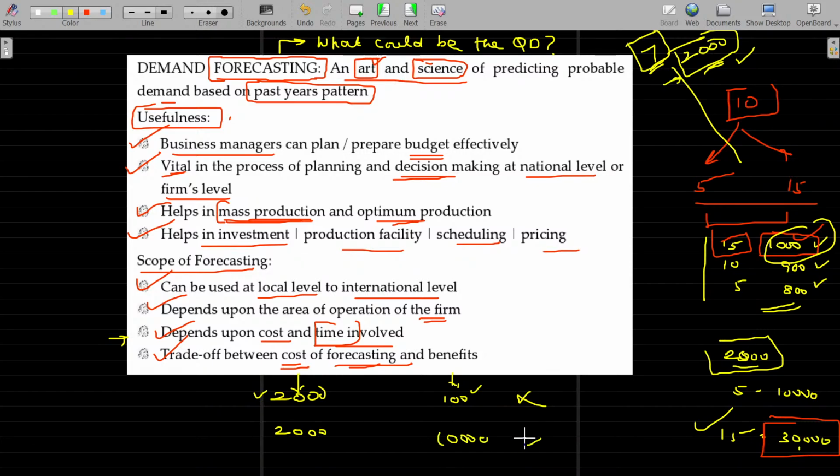Whether I want to forecast or not depends upon the cost you spend for the forecasting and the benefit you derive because of the forecasting. So these are the points you have to understand here. Come on, make a note of it.